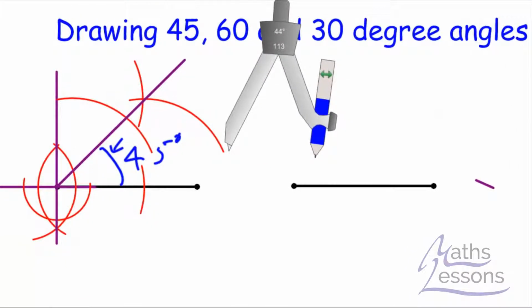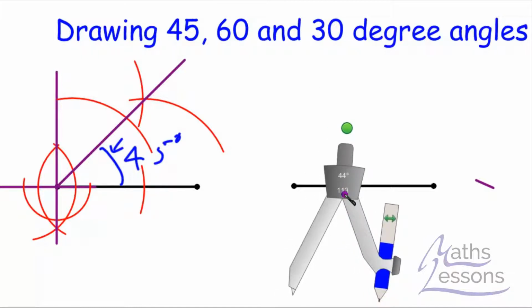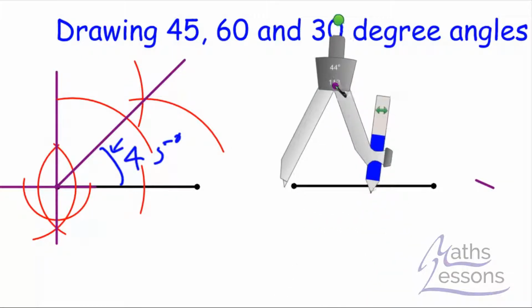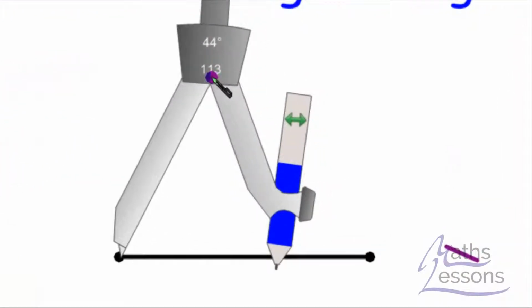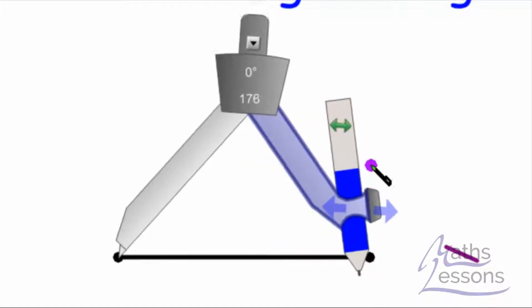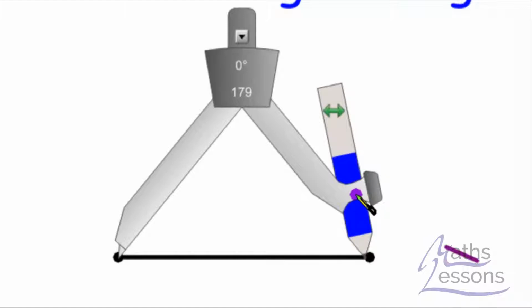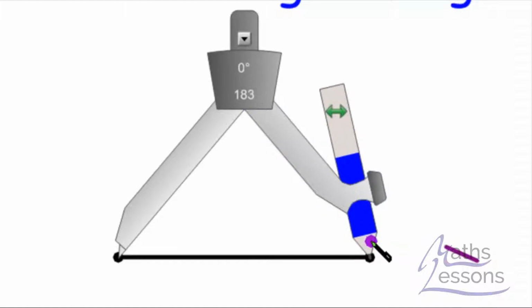Okay, let's move on and try to do 60 degree and 30 degree angles. To get a 60 degree angle, what we need is an equilateral triangle, because equilateral triangles always have 60 degrees in them on each corner. They're all the same angle: 180 divided by 3 gives us 60 degrees. So the first thing I'm going to do is make my compass the same length as the side I've already got, to get the triangle.